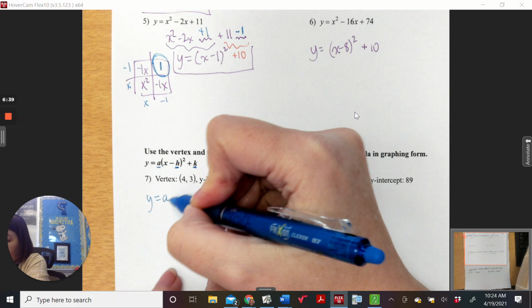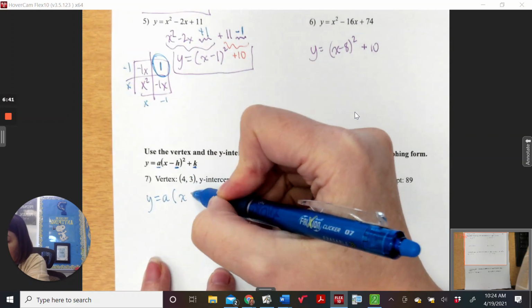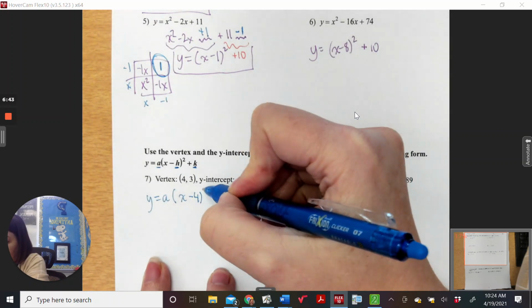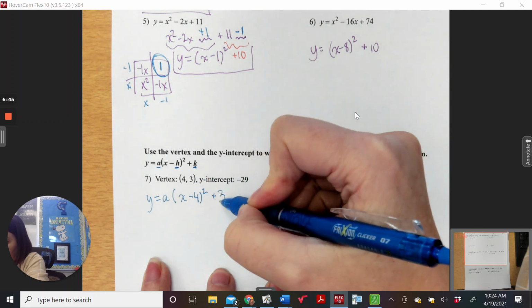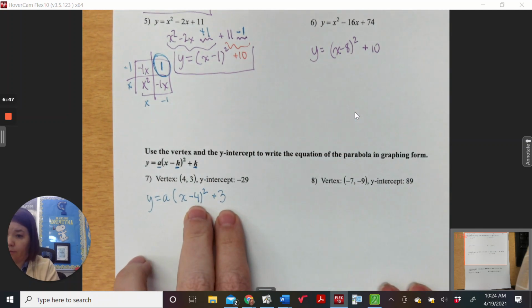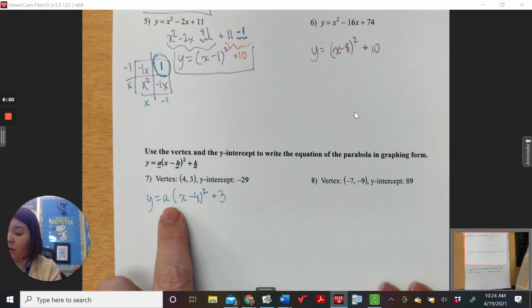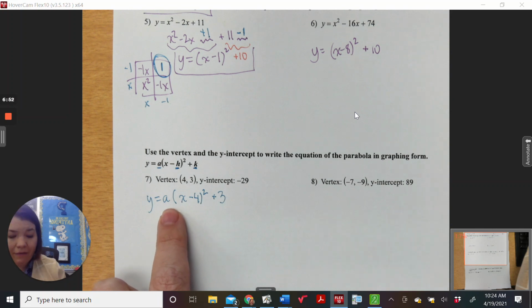Y equals A, parentheses, X minus the X coordinate of the vertex, squared, plus the Y coordinate of the vertex. And that's the easy part. The hard part then is to figure out what A is. So once I have this, I need to figure out what A is, and I do that by using substitution.